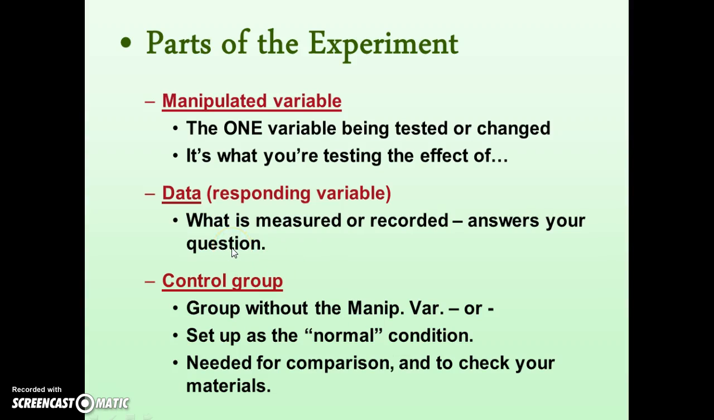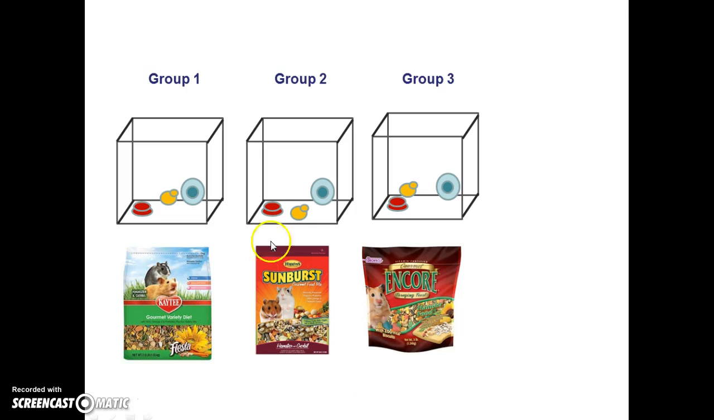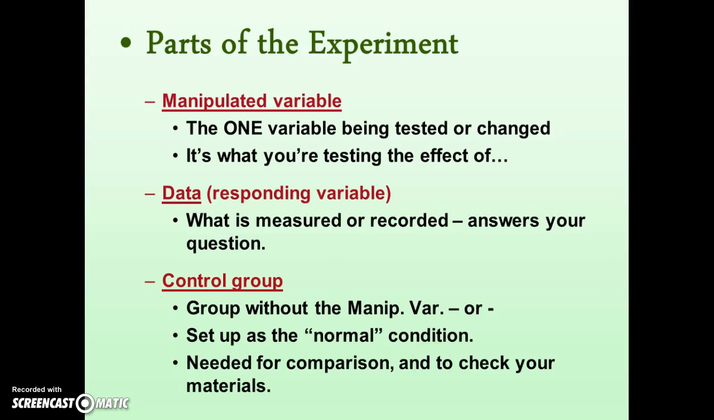Second, the data is also called the responding variable. So this is what I'm measuring or recording as my data that's going to answer my question. So in this case, it's the activity level of the hamsters. And third is the control group. So this is a special group that's set up that does not contain any of the manipulated variable. Or maybe it's set up as normal, because sometimes you can't eliminate the manipulated variable. The whole point of a control group is so you have something to compare to and to check your materials.